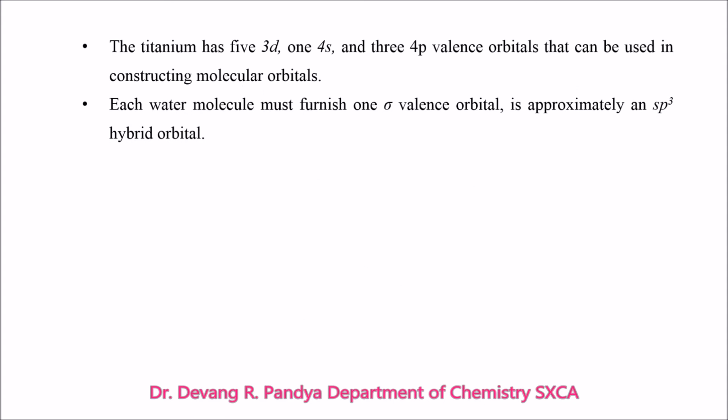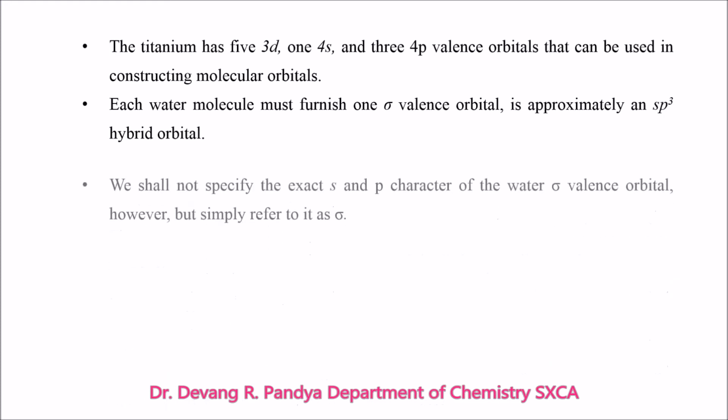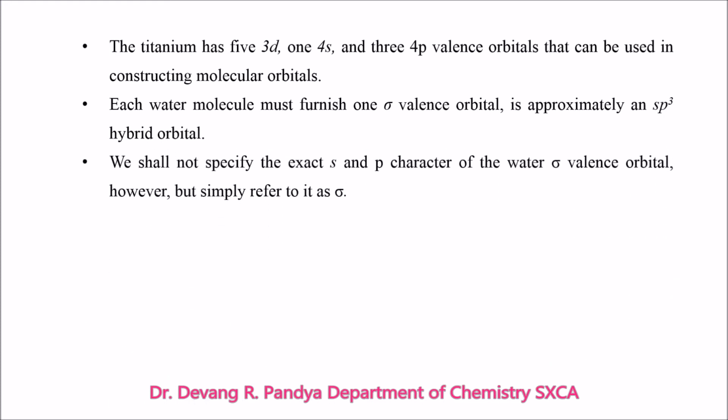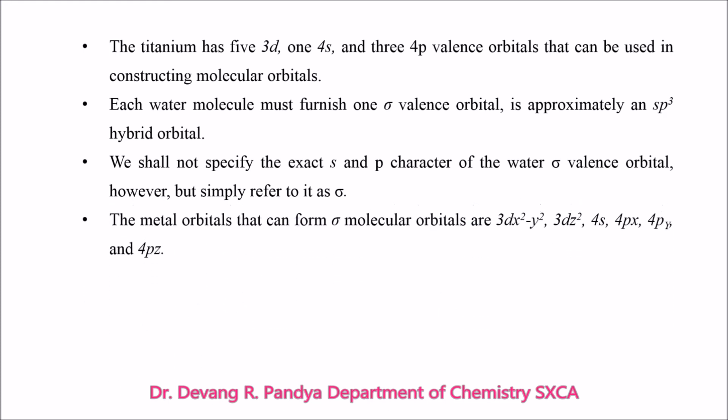Each water molecule must furnish one sigma orbital, which is approximately an sp3 hybrid orbital, because this is a water molecule and it has sp3 hybrid orbitals. So each water molecule must furnish one sigma valence orbital, which is an sp3 hybridized orbital. We shall not specify the exact s and p character of the water molecule because we don't know which kind of character it should be, and instead we are going to brand it as a sigma valence orbital or p sigma orbital of LGO. That is how we refer to it.